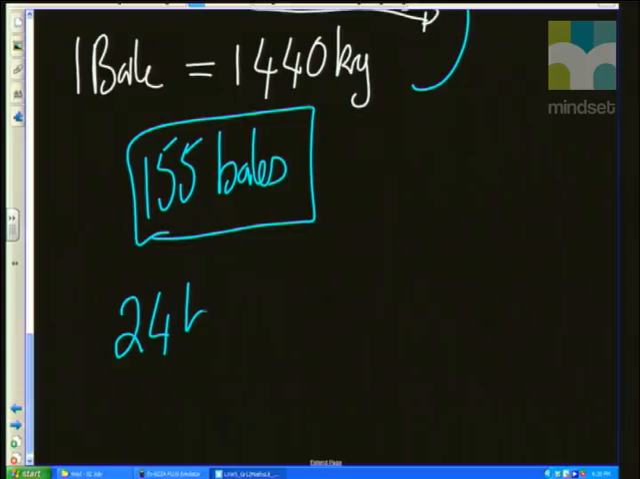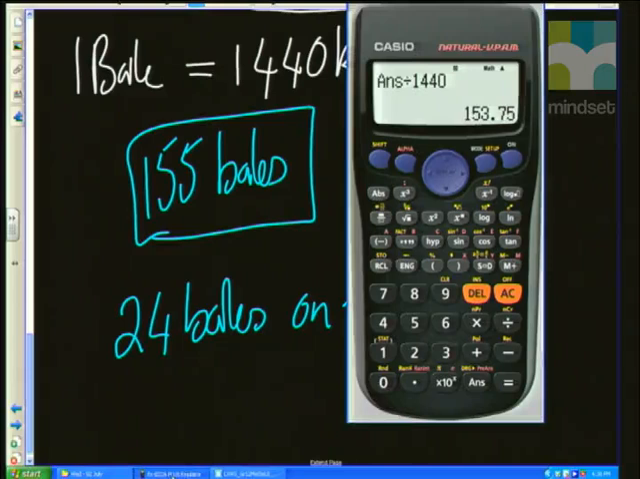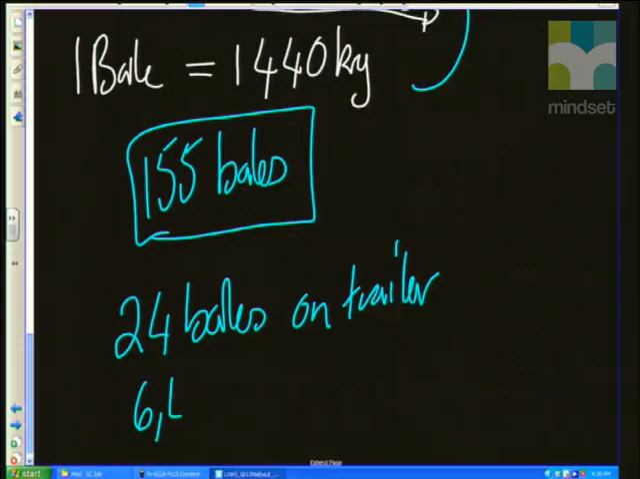On one trailer load, you can't have 25. Only 24 can fit onto one trailer. So let's have a look at how many trailer loads he's going to need. We're going to take 155 divided by 24, and we're going to see that we need more than 6. It says 6.45. So he estimated 6 trailers. We find that it's 6.45.